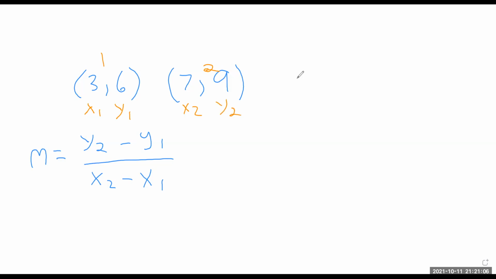And then what we're going to do is plug those points into our equation. So it'll look like m equals, what is our y2? Well, our y2 is 9 minus our y1, which is 6, over our x2, which is 7, minus our x1, which is 3. And so that's going to give us 3 over 4.